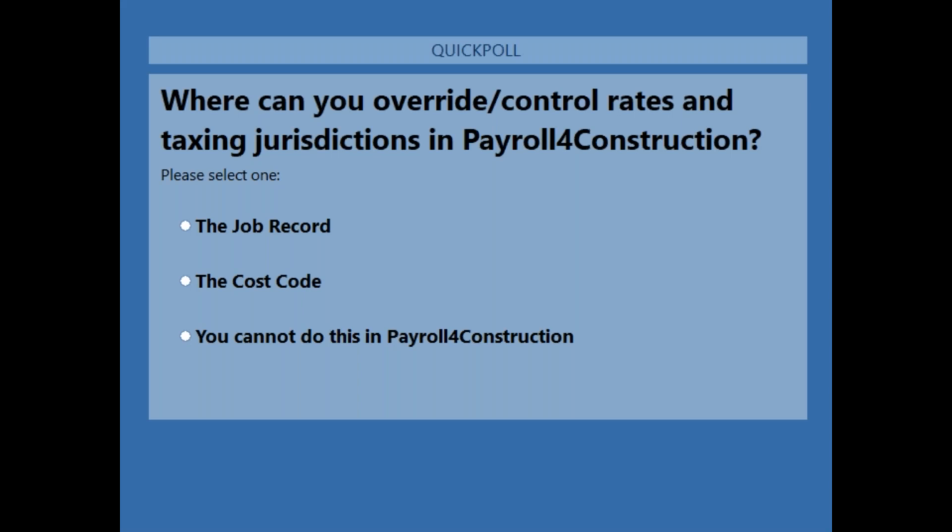All right, we'll give everyone a few moments to go ahead and get this question answered here. So again, where can you override or control pay rates and taxing jurisdictions inside payroll for construction? Is that going to be on the job record, on the cost code, or you cannot do this in payroll for construction?